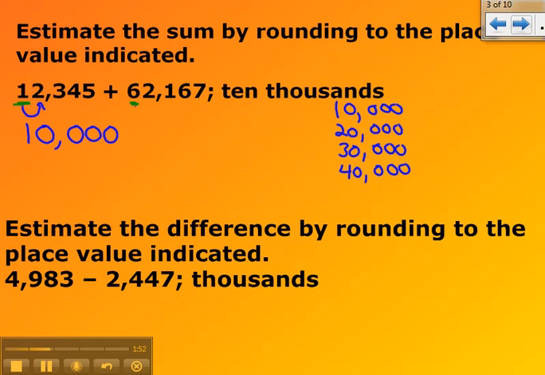I'm going to look to the right of the 6, and there's a 2 there. The 2 says stay a 6, so this is going to become 60,000. When I add those together, I'm going to get 70,000 as my estimate.